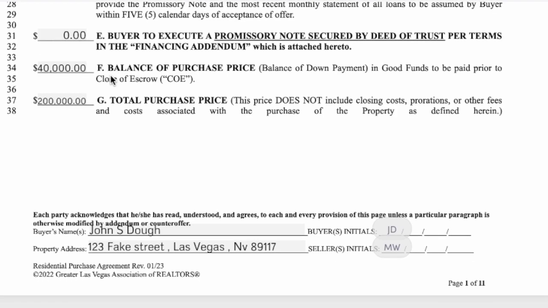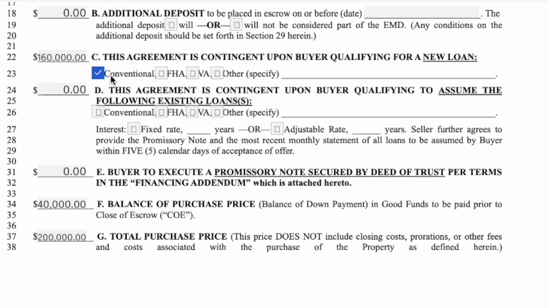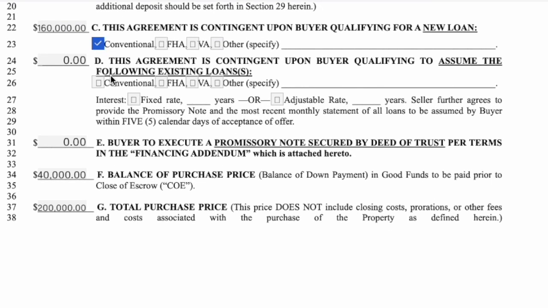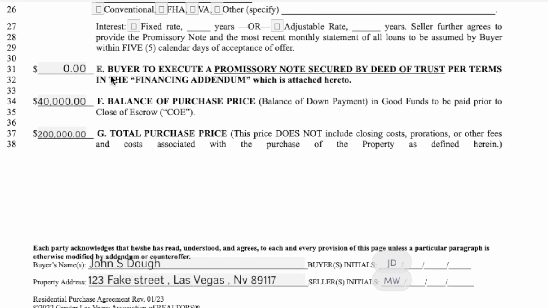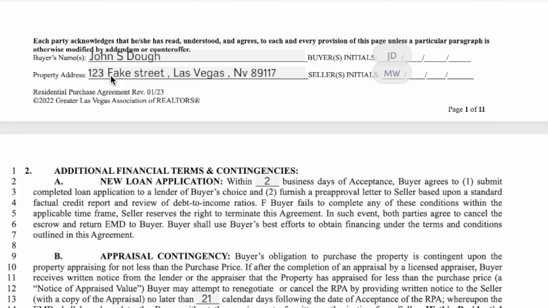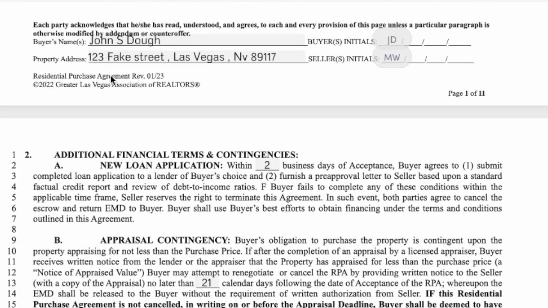That is the initial page of the offer, and it's pretty simple. It's just the financial, all the numbers. You usually get this out of the way first so they can see how the money is being paid, where it is coming from, and once you have all that set, we can go on to the next page, which is the additional terms and conditions and contingencies.